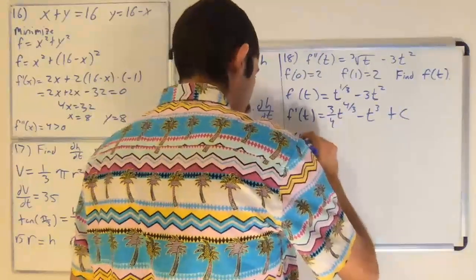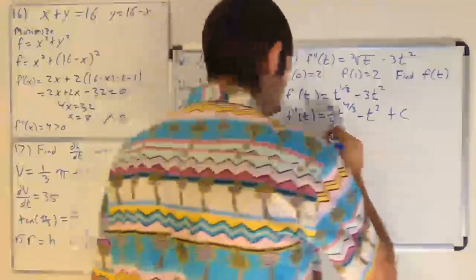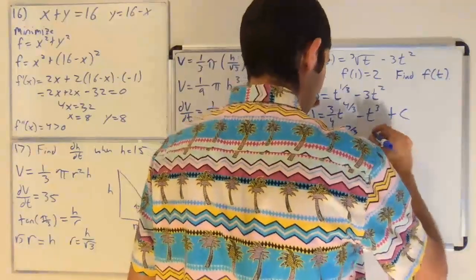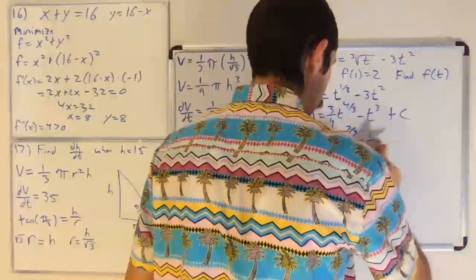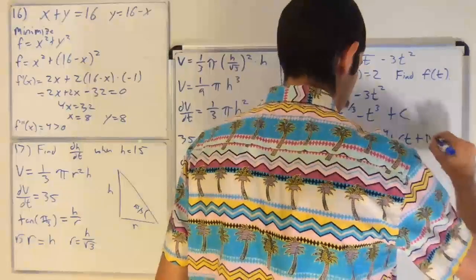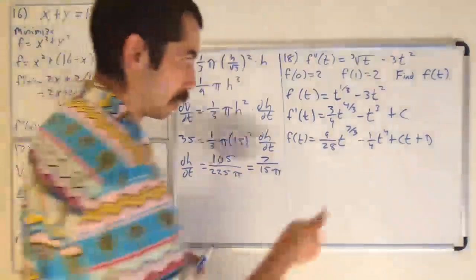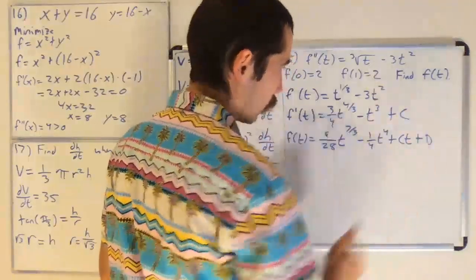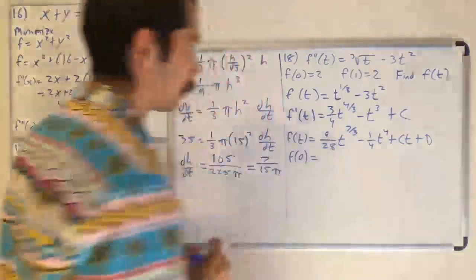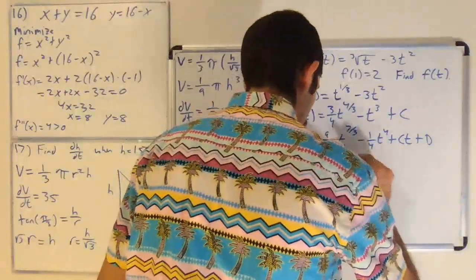f of t: increase the power by 1, and then divide by the new power. We're going to have 9 over 28 t to the 7/3 minus 1/4 t to the 4th plus ct plus d. Right? We have a new constant. These are likely not to be the same number, so we should give them different names. f of 0, well, we plug in 0 for all the t's. We're left with d, and that's 2.